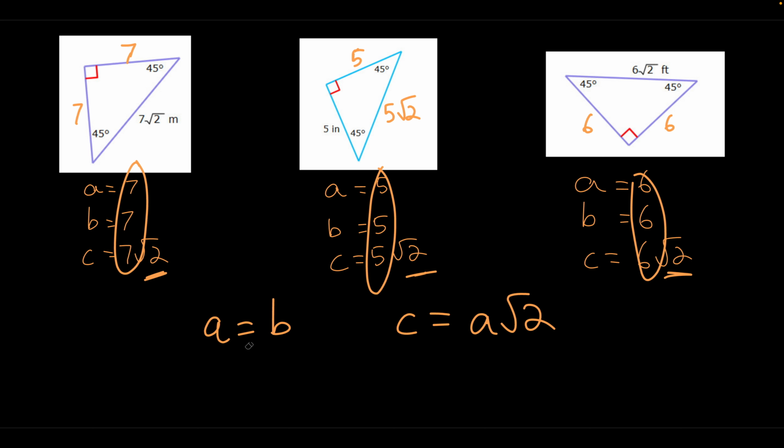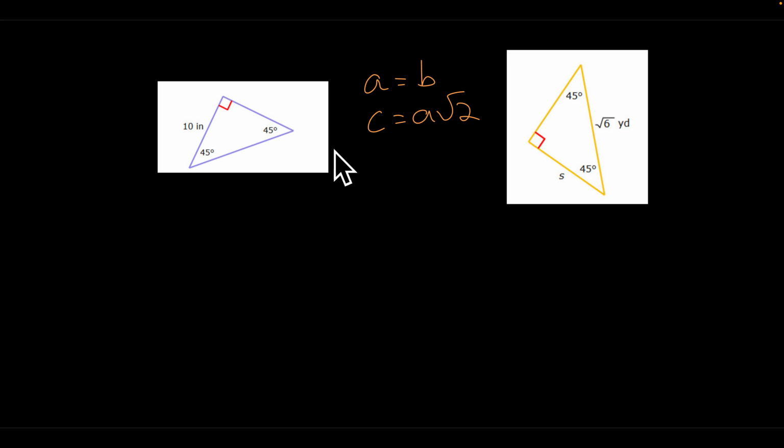So let's see how these work. So here are two 45, 45, 90 degree triangles. So let's find some sides. First thing I would do is label A, B, and C. We should know how to do that. So this is A, B, and C. Could flip A and B, no problem. And so let's find our other sides. Well, we know that A and B are the same, so this must be 10.